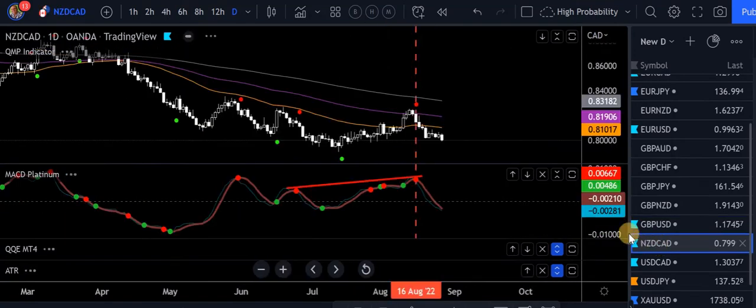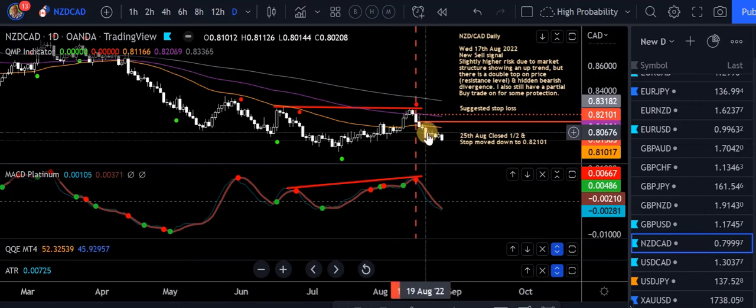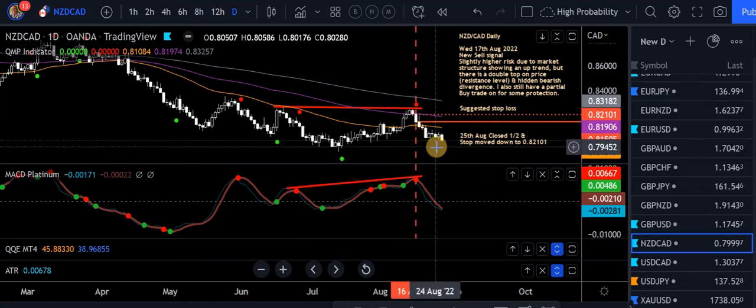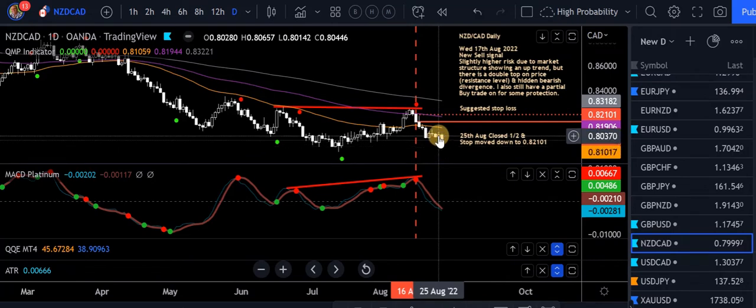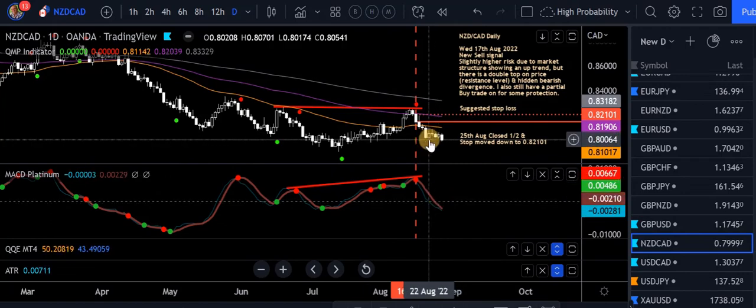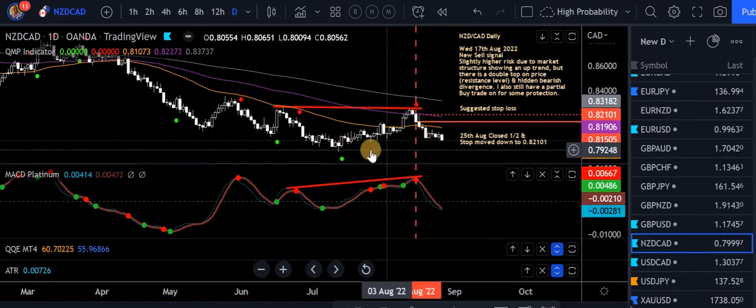New Zealand CAD, we're in a sell from the 17th of August, and it's going nicely. 25th of August, let's have a look, 25th, that would have been like in here. Yeah, on the open of this candle, called close half and move the stop down. The reason why, with MACD platinum through the 0 level, you can see it there, we're through the 0 level. We're just locking in a bit of profit, bringing the stop down so we can't lose on this trade.